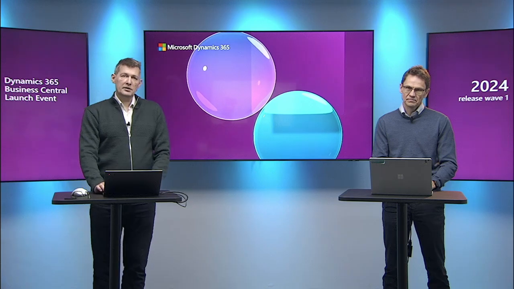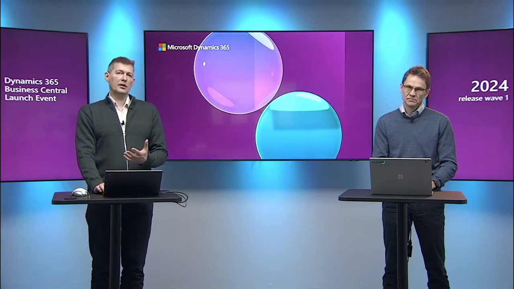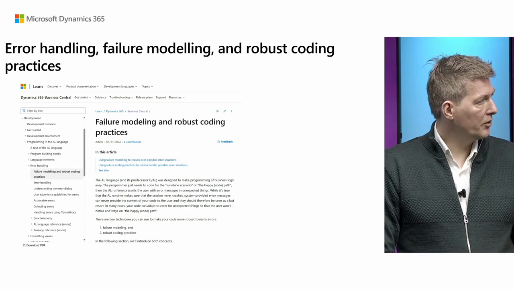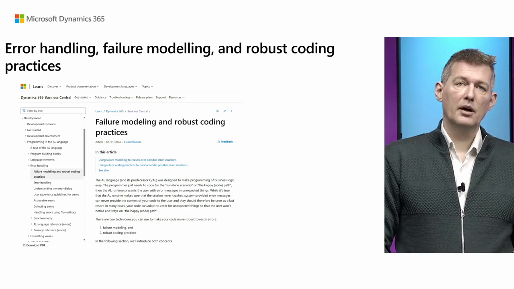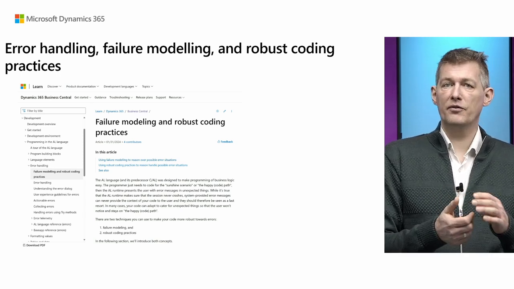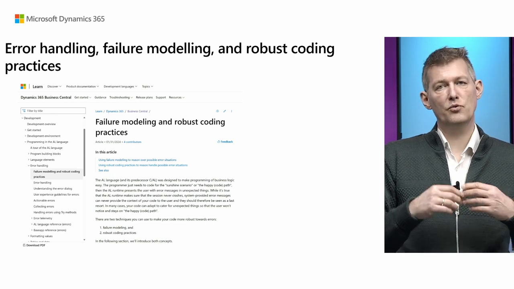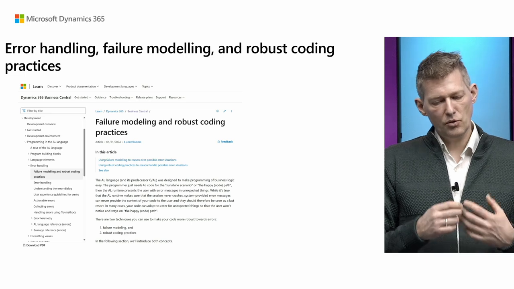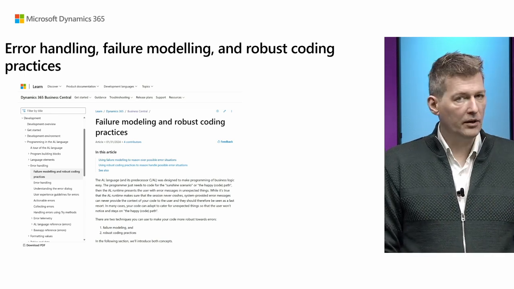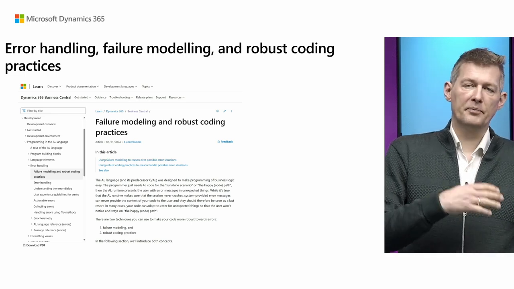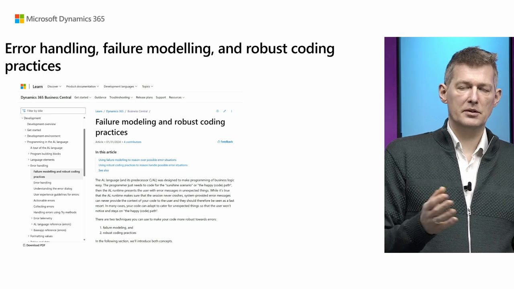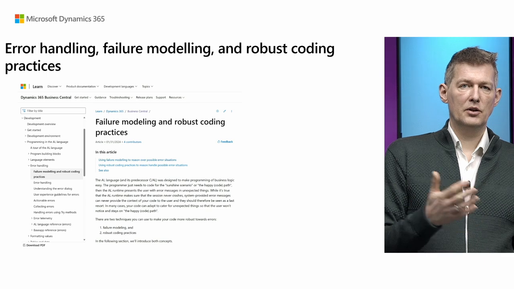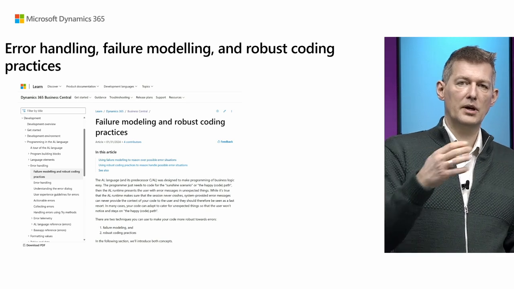We also added, in case you need to handle errors, a lot of new content to our documentation for developers for error handling, including failure modeling and a way to reason over errors called robust coding practices. So go check that out if you work in AL, so that you can create error messages that degrade gracefully in certain cases so that users don't get error messages.